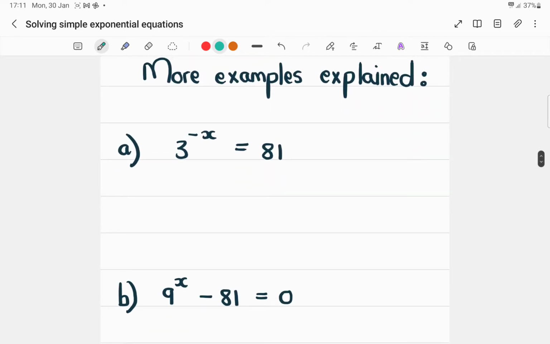All right, so let's just quickly run through a little bit more examples before we end off, just to get you used to all the types of examples that you can get and what to expect with this chapter.